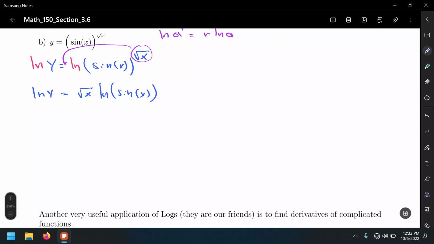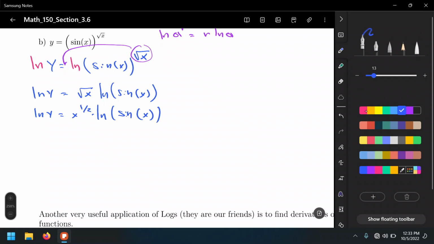And again, we're going to use the product rule because we have the product between the square root of x and natural log of sine x. So ln of y equals x to the 1/2 ln of sine of x. Let me write everything on the side for this product. Recall that the product rule is (uv)' equals u prime v plus v prime u. In this case, u is x to the 1/2 and v equals ln of sine x.